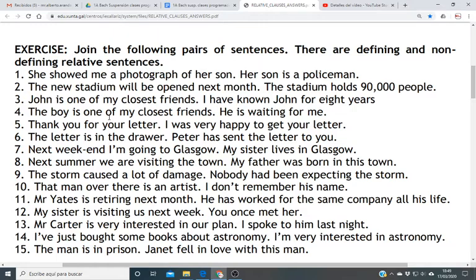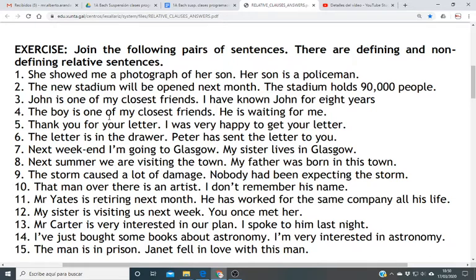6. The letter is in the drawer, and here comes the conflict. I got this one right at first because I think it makes sense that it's a defining clause. But if you look at it, "the letter is in the drawer" makes complete sense. Never mind. I think the author considered that the letter has to be defined and that the rest, Peter has sent the letter to you, is not optional. So we have to use which, because we're talking about a thing and we cannot use that. It has to go between commas. The letter which Peter has sent to you is in the drawer.